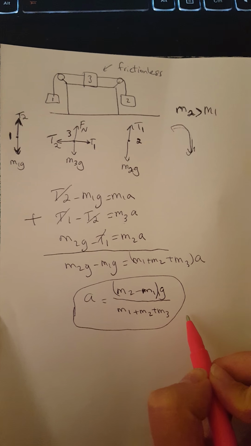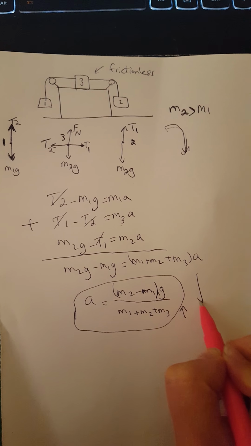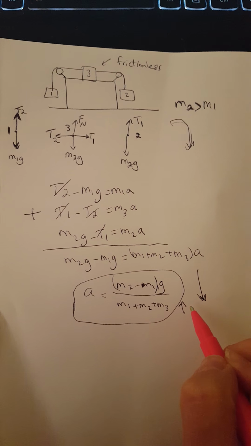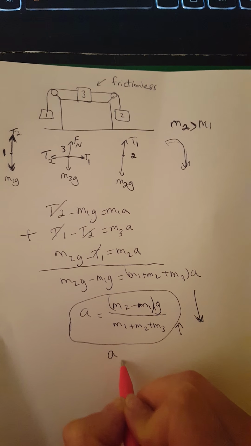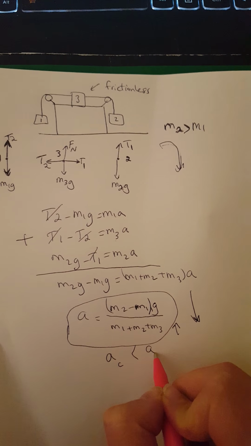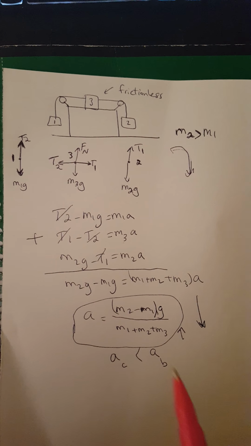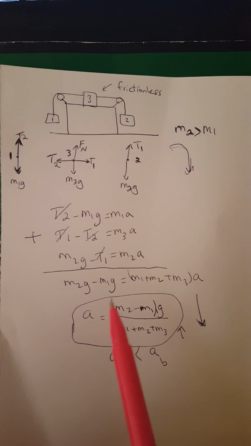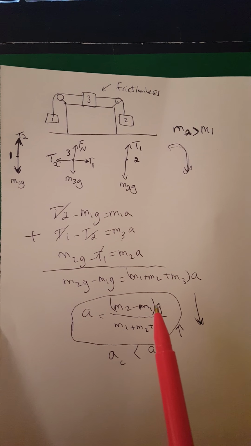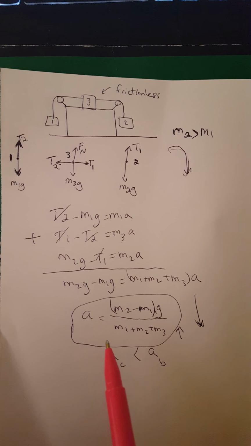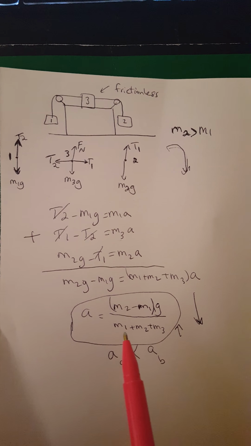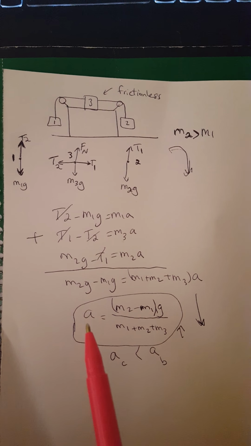Now the denominator has increased, which means that the whole fraction is going to decrease. So the acceleration in part C is going to be smaller than the acceleration in part B, and you can very easily figure it out just by comparing the formula. The numerators are the same in both formulas, but the denominator for part C is larger than part B, which makes the whole acceleration smaller.